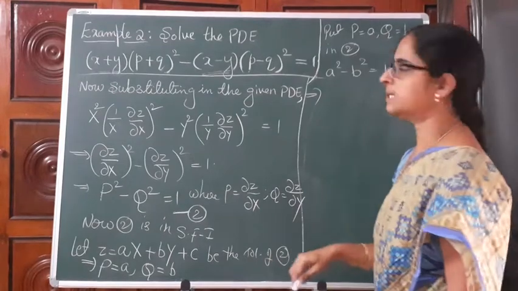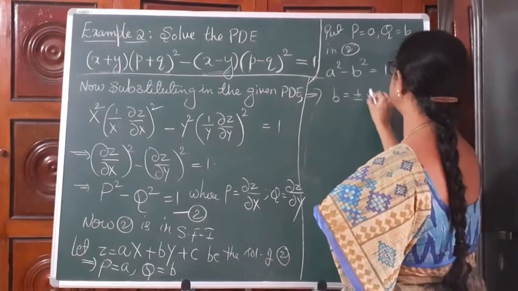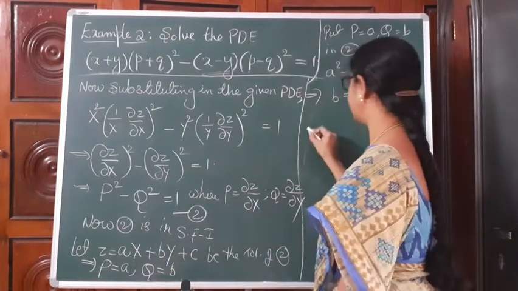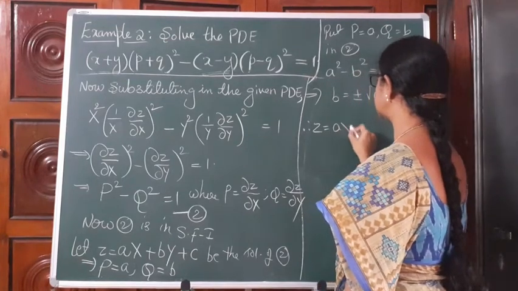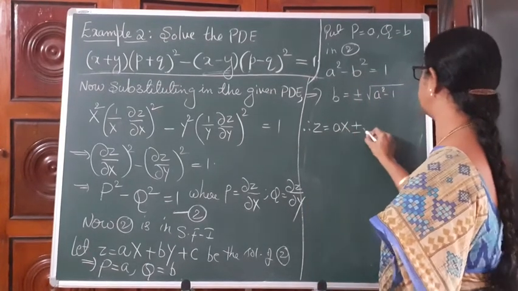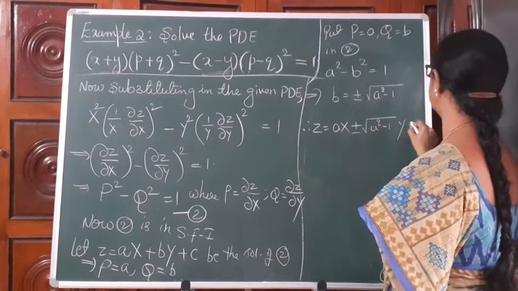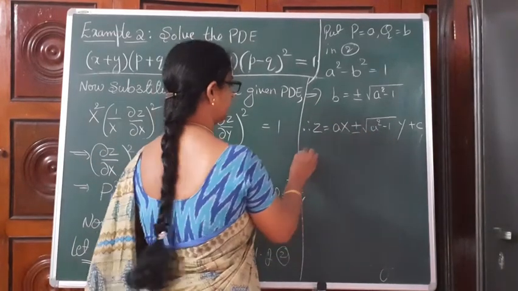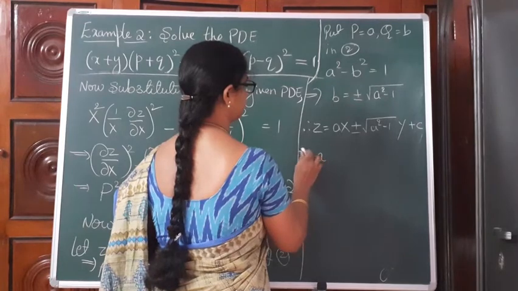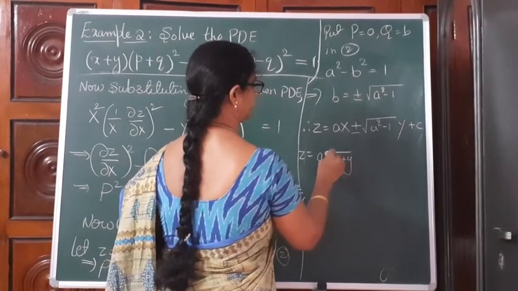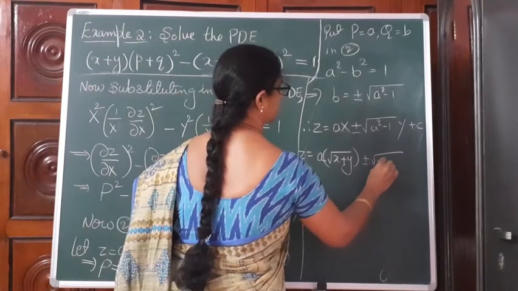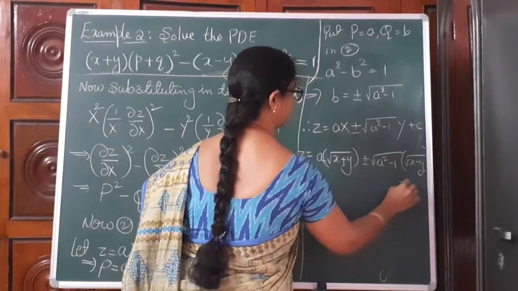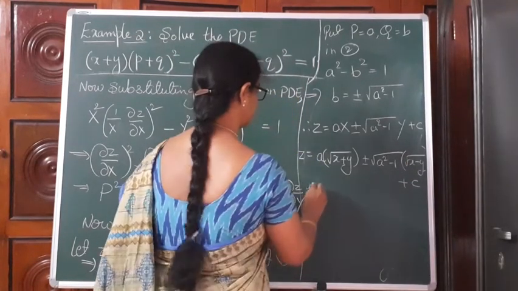From this, find what is B. B is equal to plus or minus root over A square minus 1. So we substitute B here. Therefore, Z is equal to AX plus B, B means plus or minus root over A square minus 1 into Y plus C. Now let us resubstitute what is capital X and capital Y. So Z is equal to A into what is capital X? Square root of X plus Y, plus or minus root over A square minus 1 into capital Y, which is square root of X minus Y, plus C. This is the general solution for the given partial differential equation.